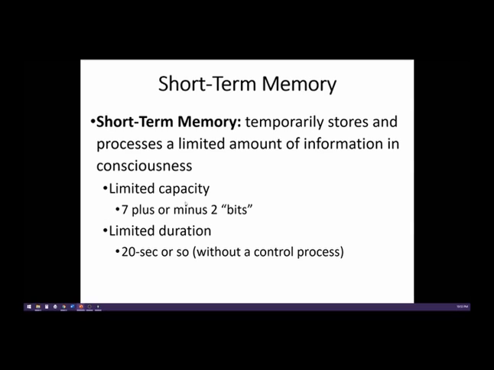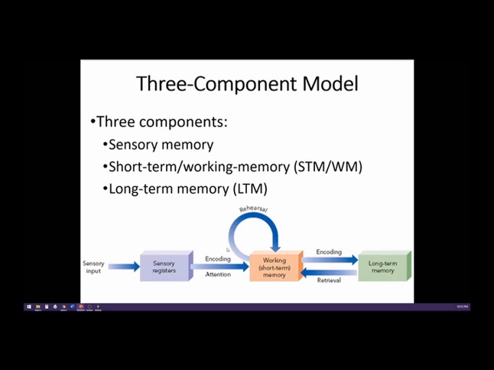In addition to our limited capacity, we also have a limited duration of our short-term memory. And so our short-term memory is able to hold on to information for about 20 seconds or so. Again, there's some plus or minus because this is just an average. But in brackets, we're including without a control process. And again, I can scoot back to our diagram, and our control process is this rehearsal.